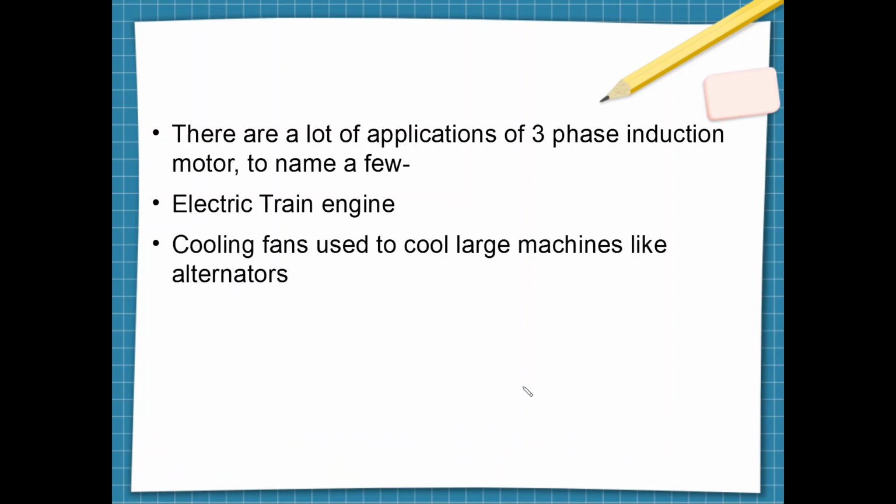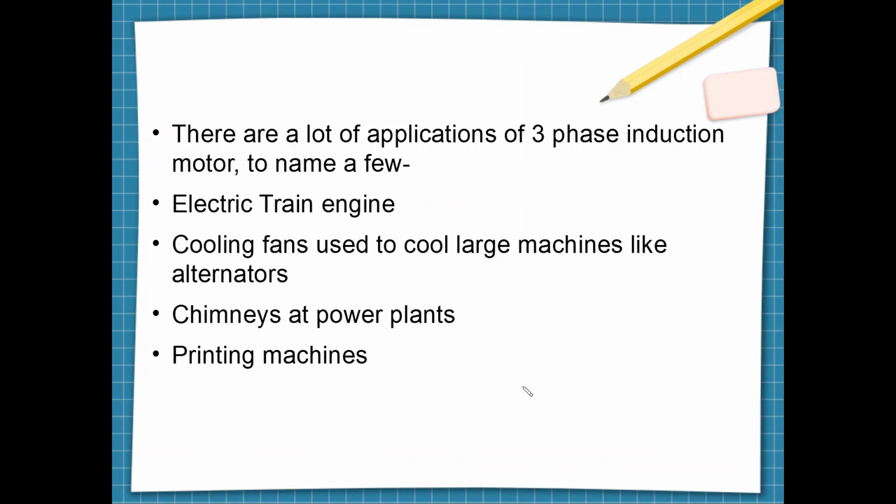Cooling fan used to cool large machines like alternators. Like in factories where we need to cool down machinery, induction motor can be used. Chimneys at power plants, like to exhaust the dust or smoke and heat. Induction motor fans are used at chimneys to exhaust the pollutants. Now in printing machines, it is also used at presses. Now in rolling mills, like if we have to create a roll of steel or aluminium, we use a 3-phase induction motor for doing so.